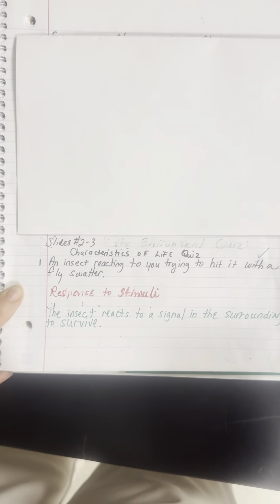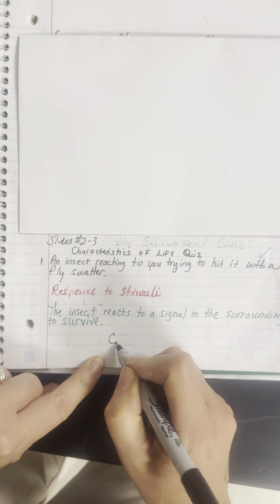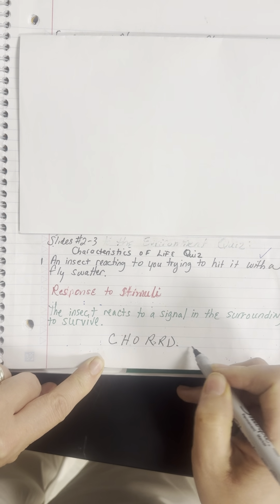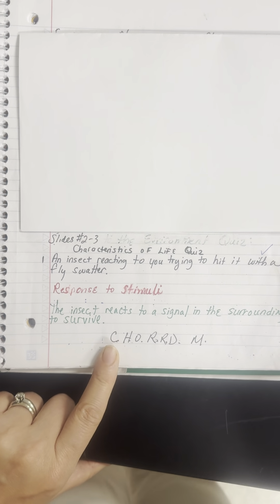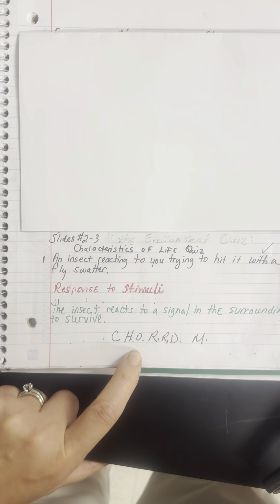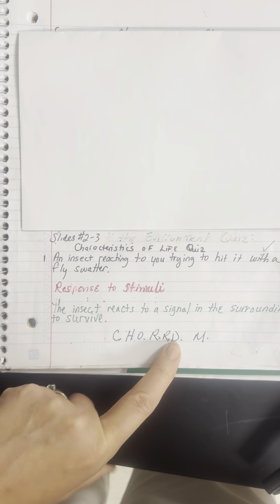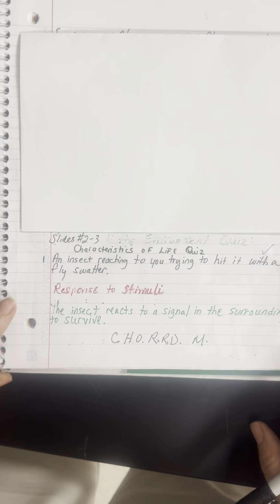And the way that you remember the characteristics of life is CHORRDM, chord M. C is change, H is homeostasis, O is order, R is reproduction, the other R is response to stimulus, D is growth and development, and M is metabolism or energy processing.